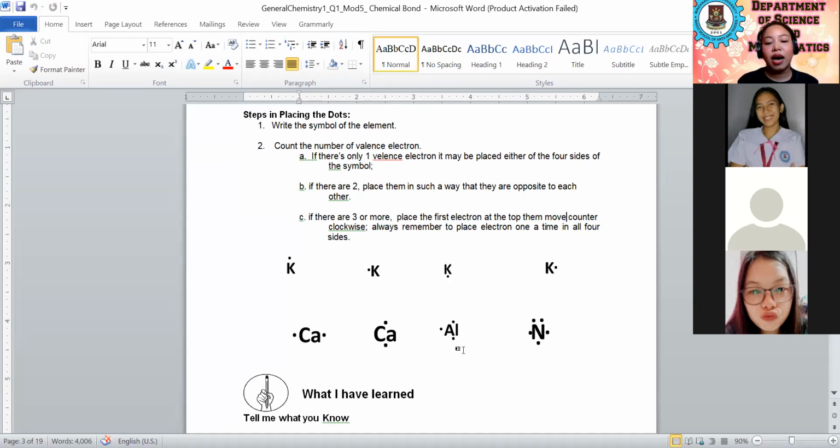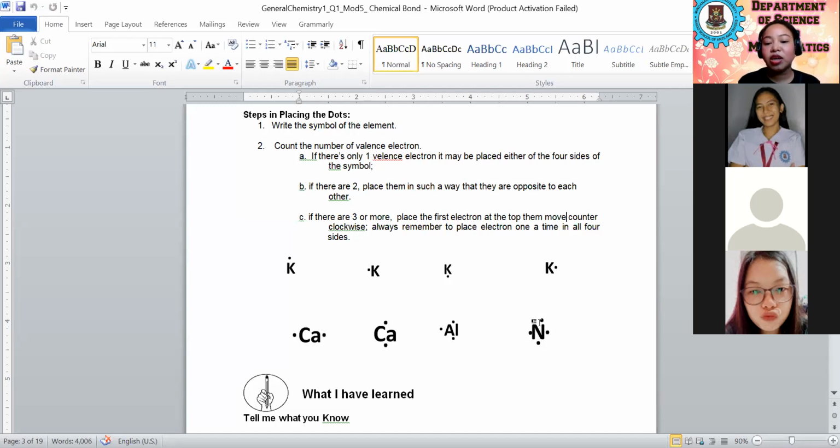Tag-isa sa tanan before mag-pairing. So say for example si nitrogen, 5 ka buok iyahang valence electron. So we have 1 on each side. So 4 man ang side. So si taas sa northern part niya, double na siya. So we call this a lone pair. Then the rest nga walay mga pares, we call it unpaired electron.